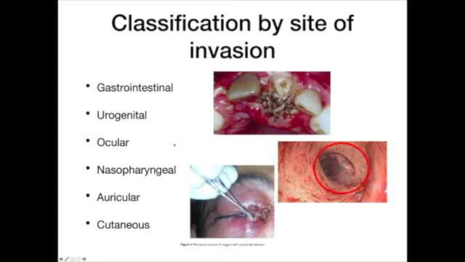So we classify myiasis by the site of invasion: gastrointestinal, urogenital, ocular, nasopharyngeal, auricular, and cutaneous. Here we have botflies. This is maggots in wound debridement. Here we have, looks like some flies in an ear, and here we have some in the teeth, behind in the gum line.